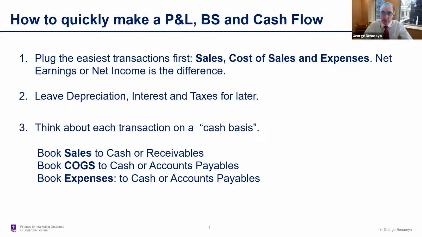When you sell something, what happens to your cash? Well, you either get paid with cash or a check, which will be cash, or if you don't, that will go into receivables. When you buy items that will go into cost of goods sold, either you use cash or, if you will pay later, that will go into accounts payable. And when you spend money on different expenses, you either pay with cash or, if you will pay later, that will also go into accounts payable. Following these 3 steps will make it much easier.